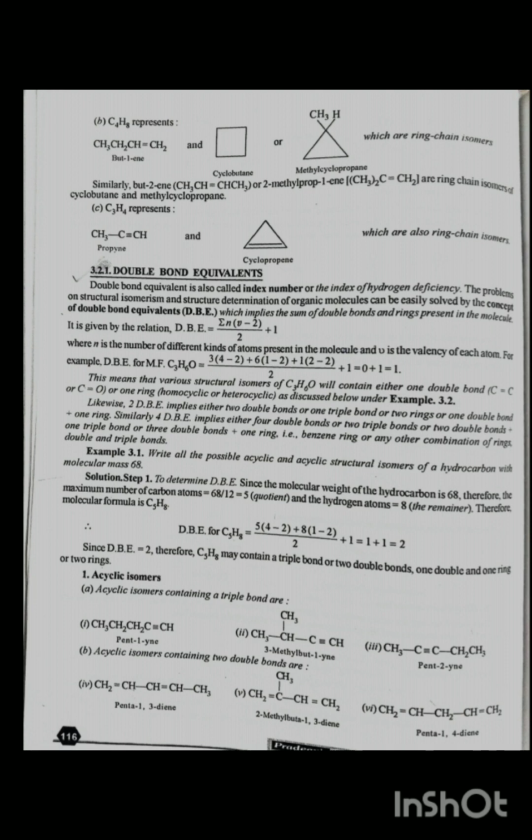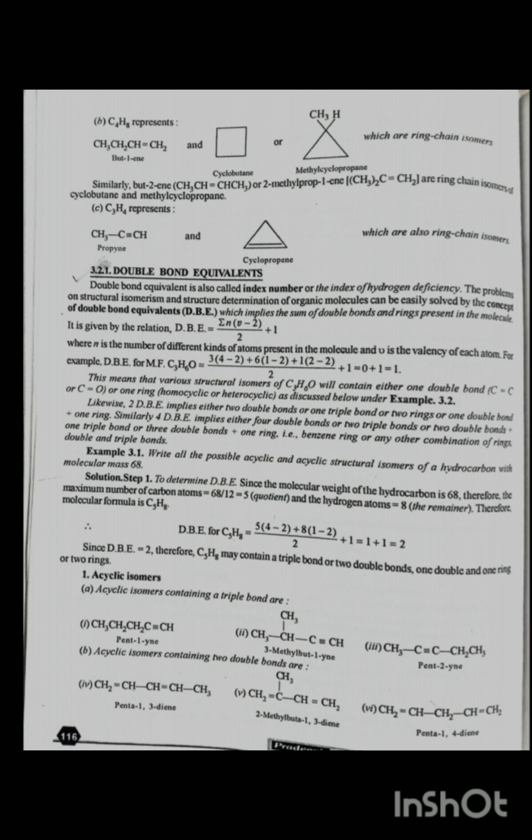Double bond equivalence. Double bond equivalence is also called the index number or the index of hydrogen deficiency. Problems on structural isomerism and structural determination of organic molecules can be easily solved by the concept of double bond equivalent, DBE, which implies the sum of double bonds and rings present in the molecule. It is given by the relation DBE = [Σ n(v − 2)]/2 + 1, where n is the number of each kind of atom present in the molecule and v is the valency of each atom.